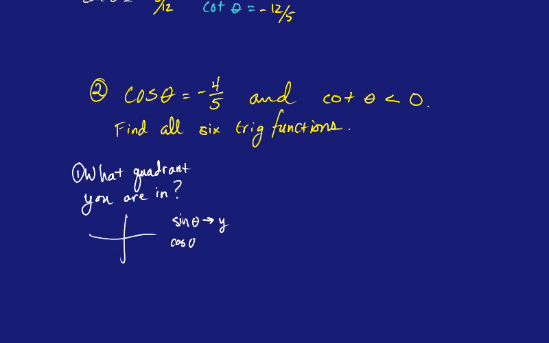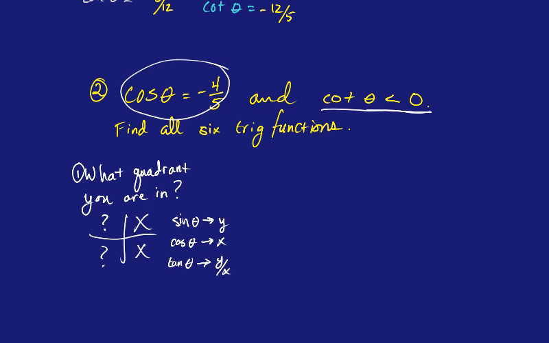Cosine of theta is related to the x, and tangent of theta is related to y over x. So they tell me that cosine is negative 4/5. So if cosine is negative 4/5, that means the x values have to be negative. So I am either in the second quadrant or in the third quadrant. I can't be in the first or the fourth because cosine is negative. That has to be where x's are negative.